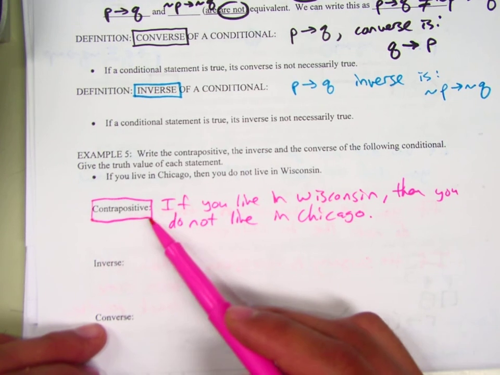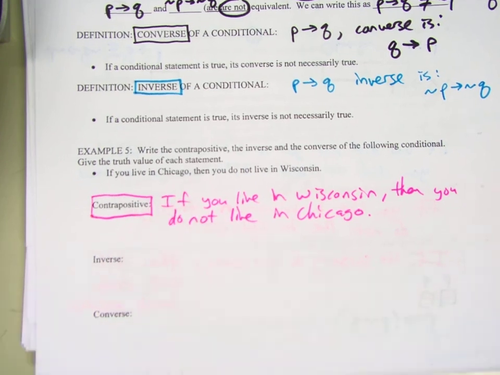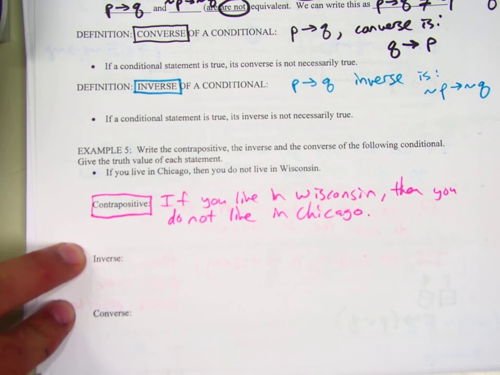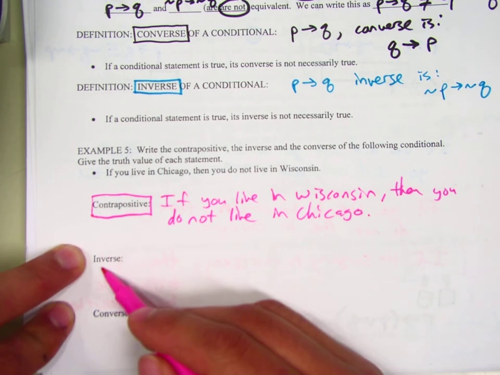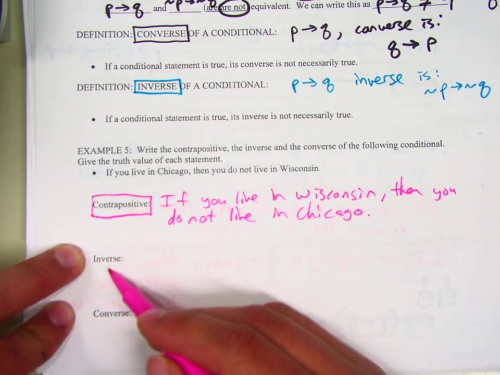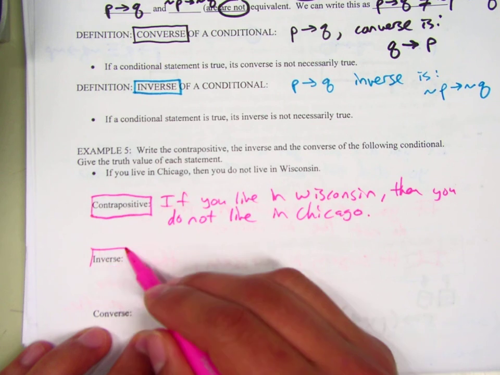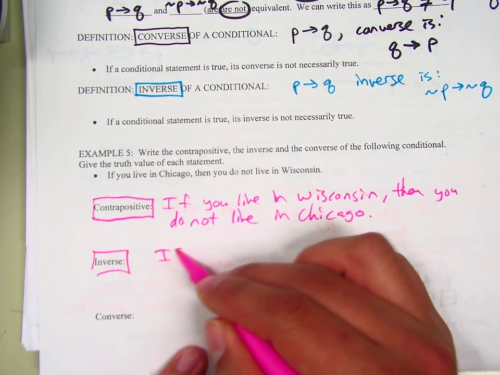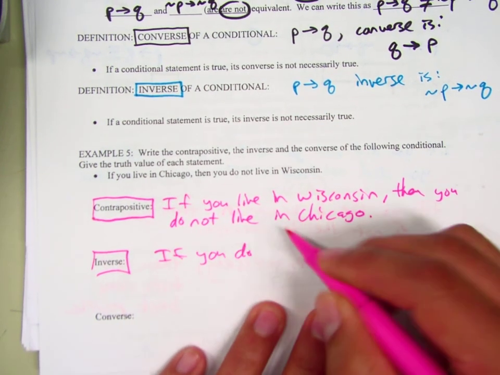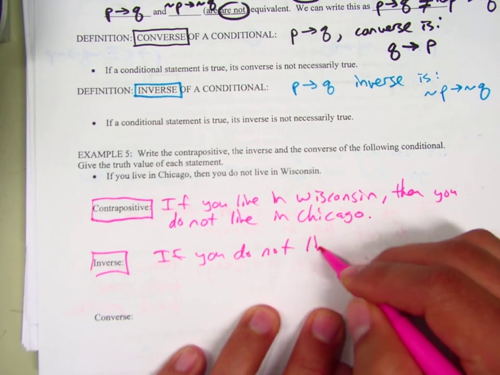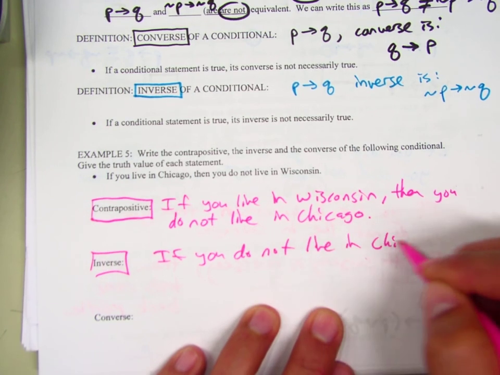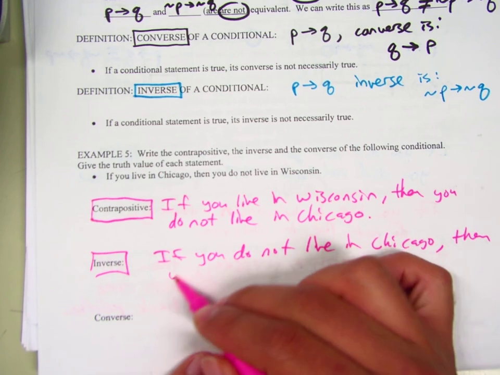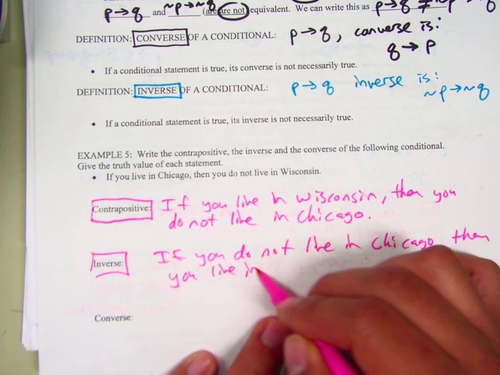This is the biggest word that we're learning today, and that's the one where you do everything. You flip and you negate everything. These other two, you just do one or the other. Does that make sense? For the inverse, you're not flipping anything. You're just negating both parts. So for the inverse, instead of if you live in Chicago, what should it be? If you do not live, good, in Chicago, then what? Then you live in Wisconsin.